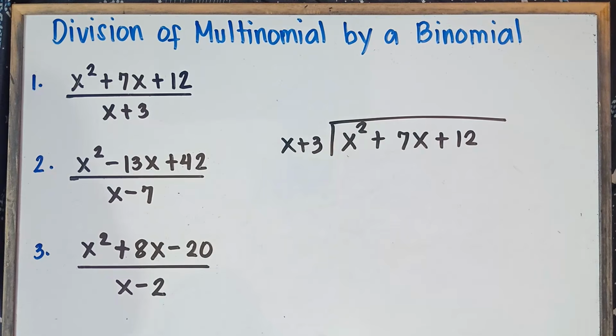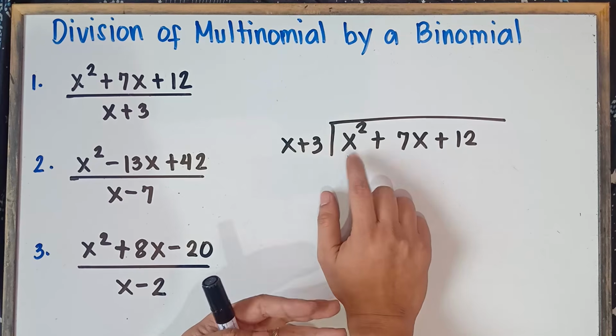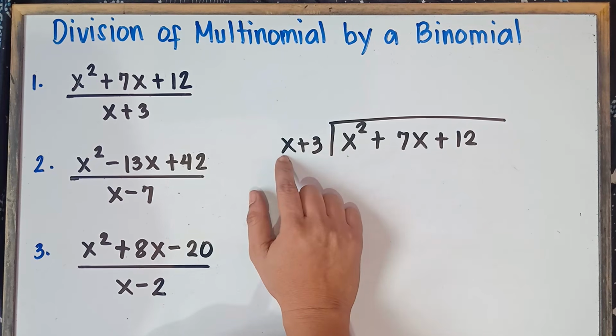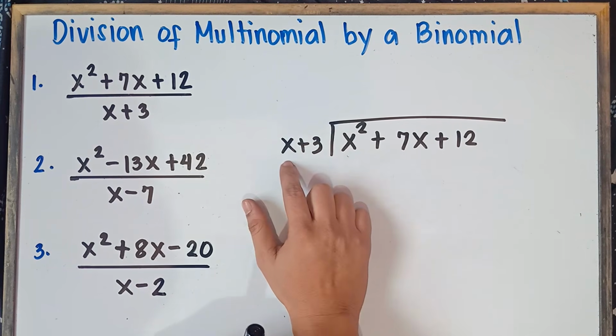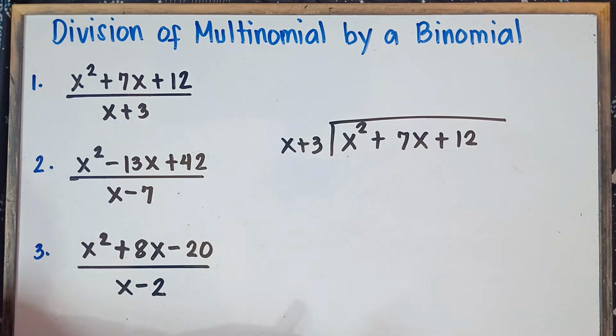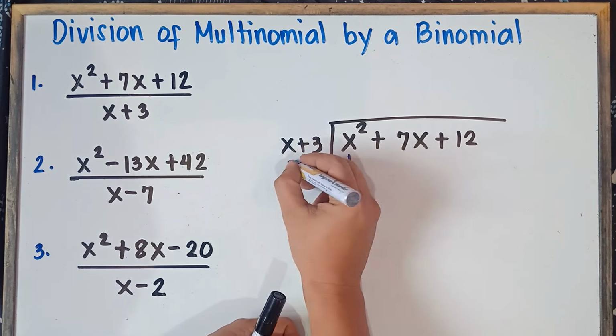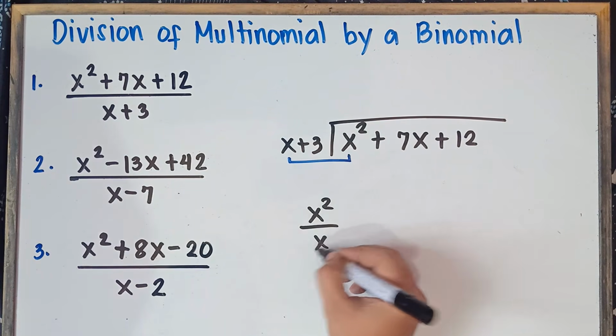Now the first thing that you need to do, class, is divide the leading term of your dividend by the first term of your divisor. Once again, class, divide x squared by x. That's the first step: divide the leading term by the first term. So that would be x squared divided by x. What would be the answer, class?